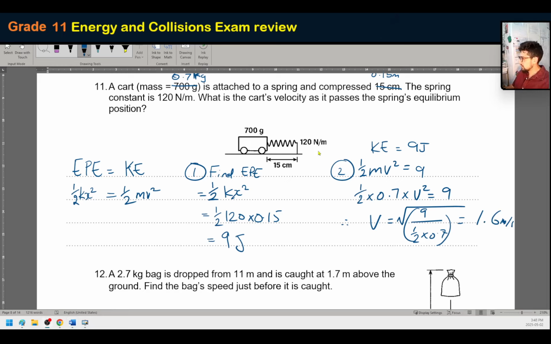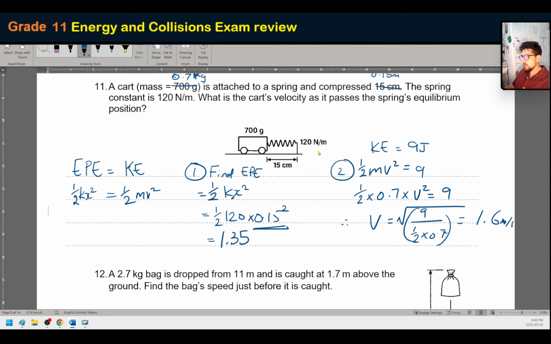I realized the mistake that I've made. There's the mistake. It's squared. Please don't make the same mistake I have. So 0.5 times 120 times 0.15 squared, and that equals 1.35.